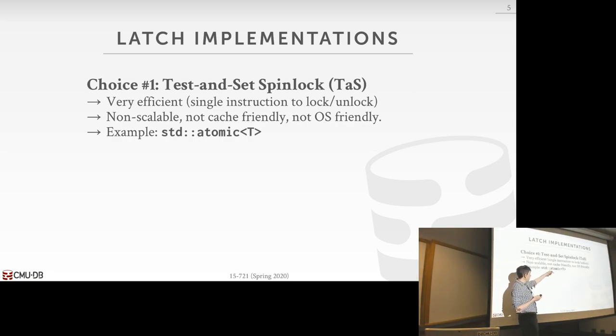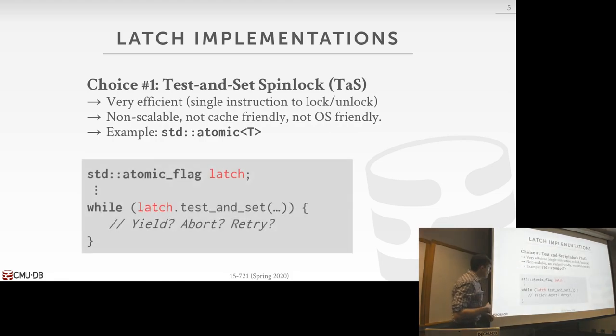In the STL standard, they now provide this atomic template type, and you can put whatever primitive you want in there: Boolean, integers, and things like that. So the way you basically use it is like this. I define my latch, and this is just syntactic sugar to declare an atomic Boolean.